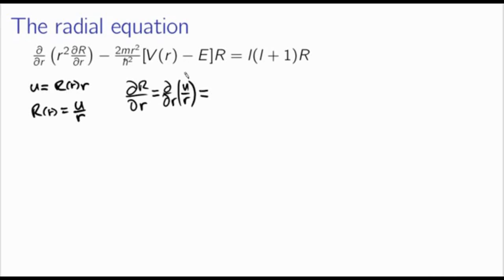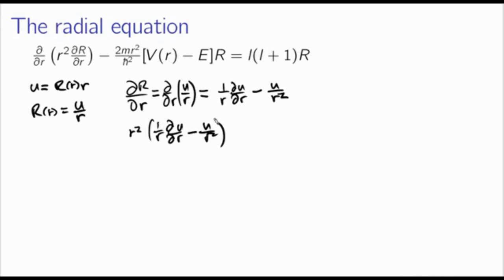Taking the partial derivative of this, I now have two terms, and I can apply the product rule. One, applying the partial derivative to the u and leaving the 1 over r untouched, or alternatively, leaving the u untouched and applying the partial derivative to the r, in which case I get u over r squared with a minus sign. What I'm going to want to do next is figure out what this term looks like, for instance. And this is, well, it's r squared times dR/dr. But I know what dR/dr is now. So I'm going to erase that, and I'm going to substitute in this, which is 1 over r du/dr minus u over r squared.